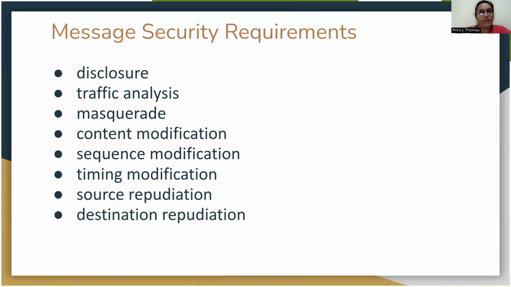Somebody else should not be able to masquerade as the sender. The content should not be modified. The sequence of the message should not be modified. The time at which the message was sent should not be modified. Source should not be repudiated. Neither should destination be repudiated. That means a person who has sent the message should not claim that they have not sent the message, and a person who has received a message should not be able to claim that they have not received the message. These are the requirements for a message to be sent securely over a medium.